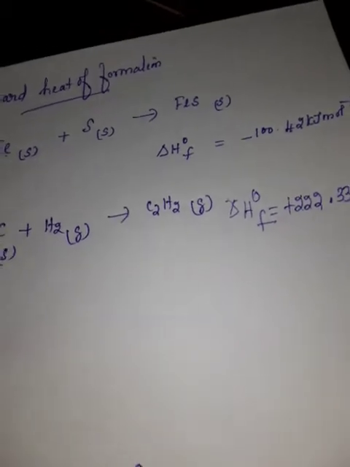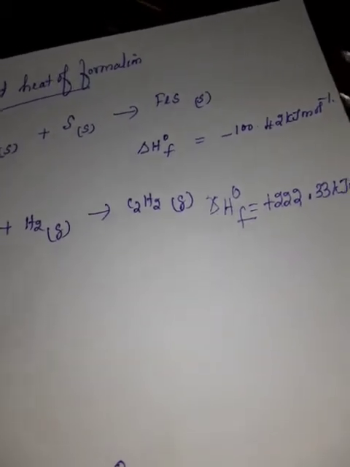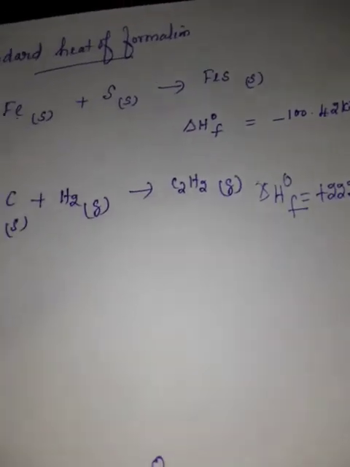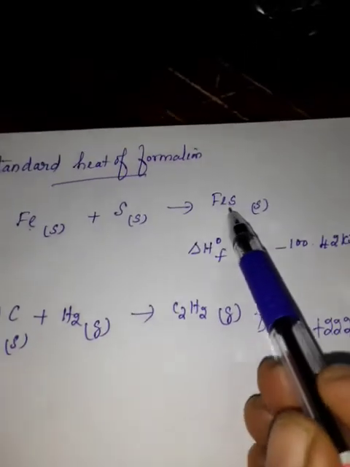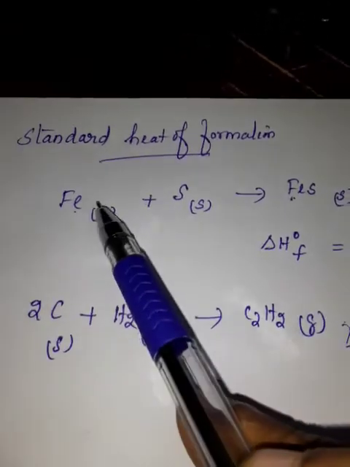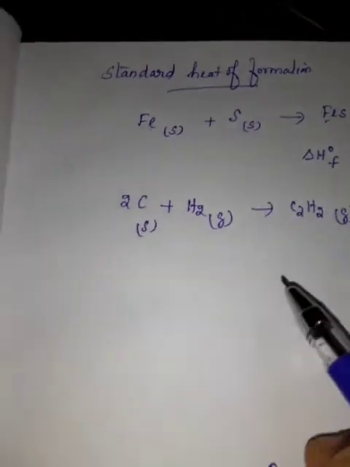The standard heats of formation of many compounds are given in a tabular column in your book, page number 198. You can go through it. So what is standard heat of formation? For example, here the compound iron sulfide is formed from iron and sulfur. This is called standard heat of formation.